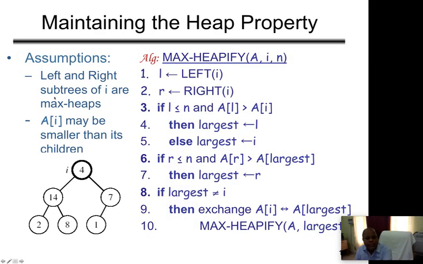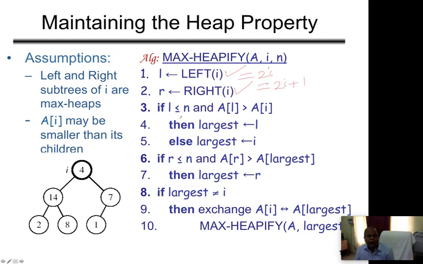You see what is happening here. L is equal to left of I, R is equal to right of I. What is left of I? As we have already defined, left of I is nothing but 2i, and right of I is nothing but 2i plus 1.